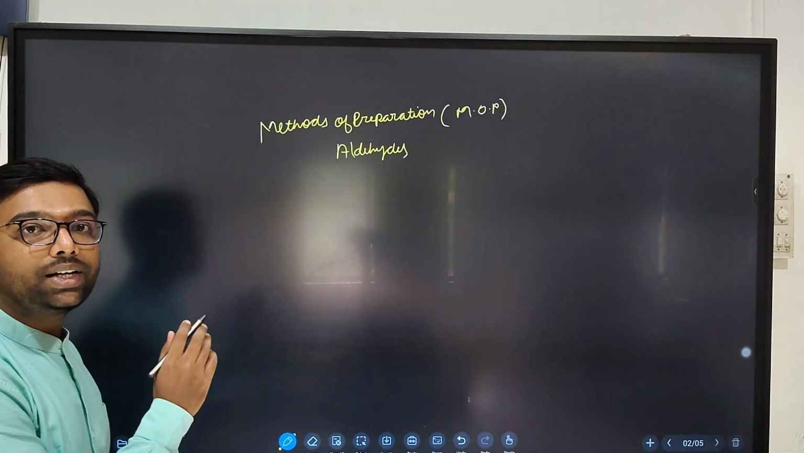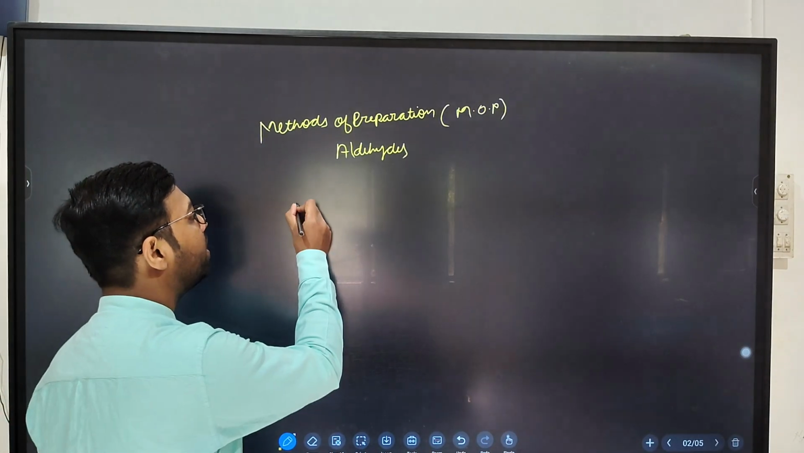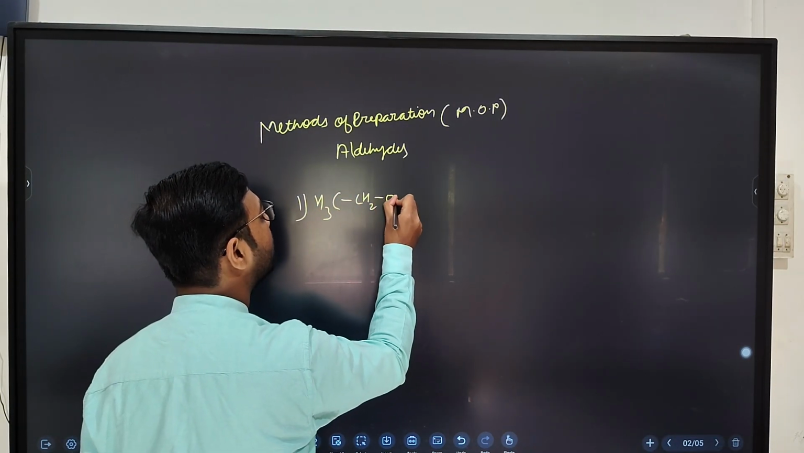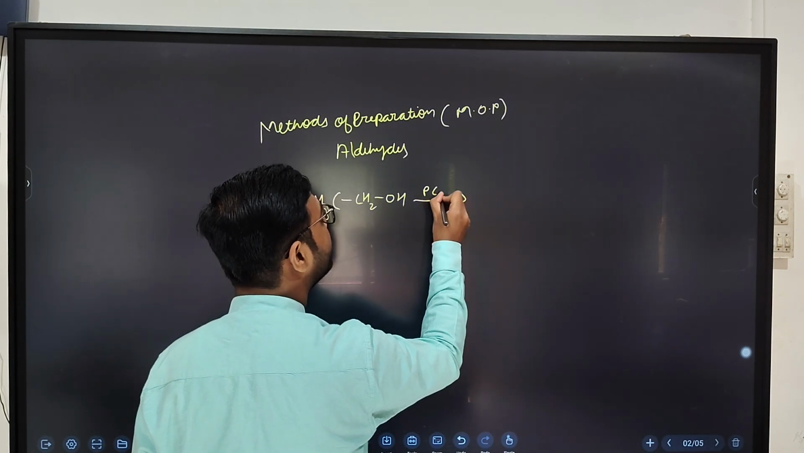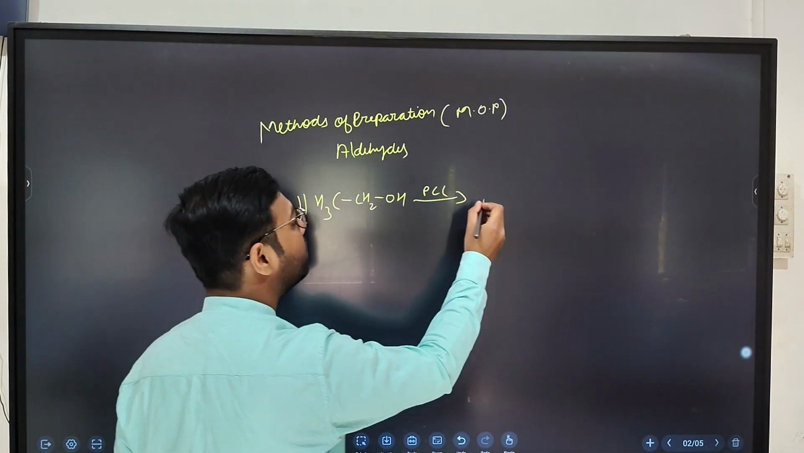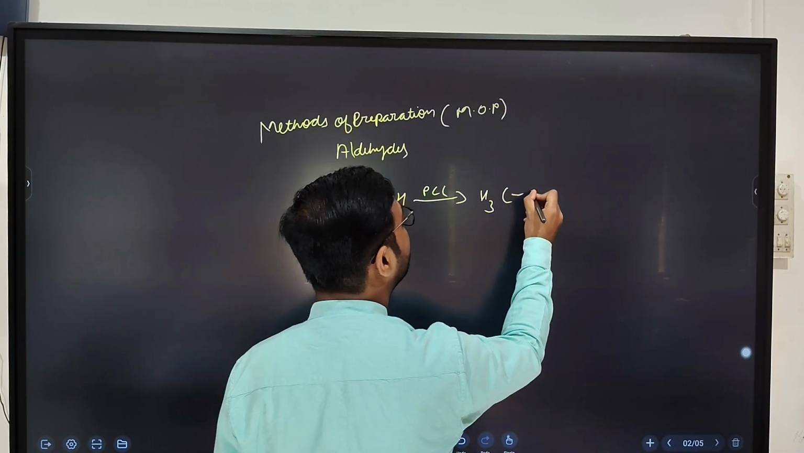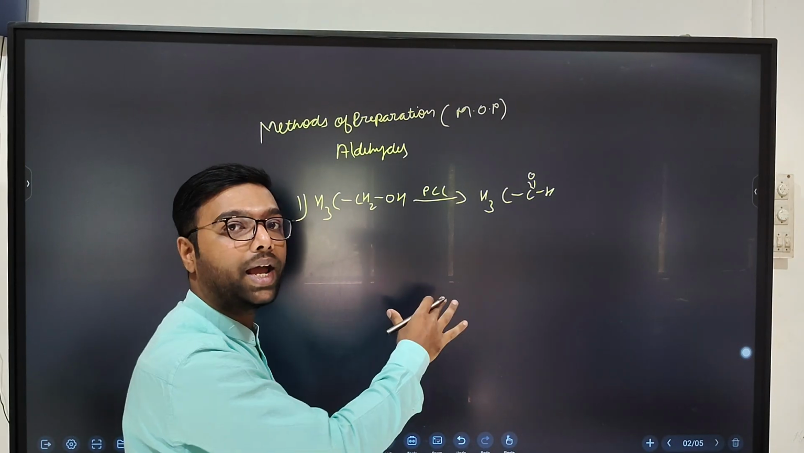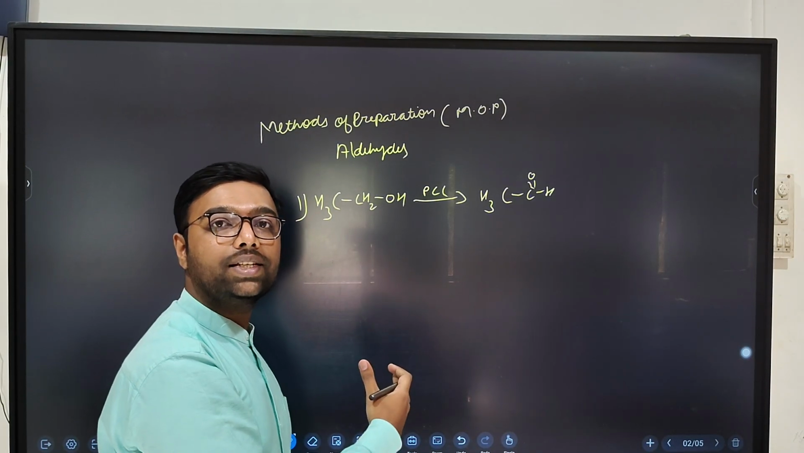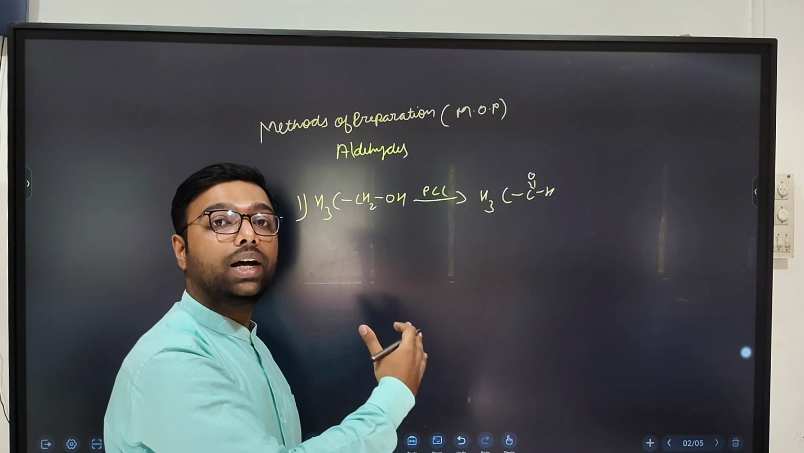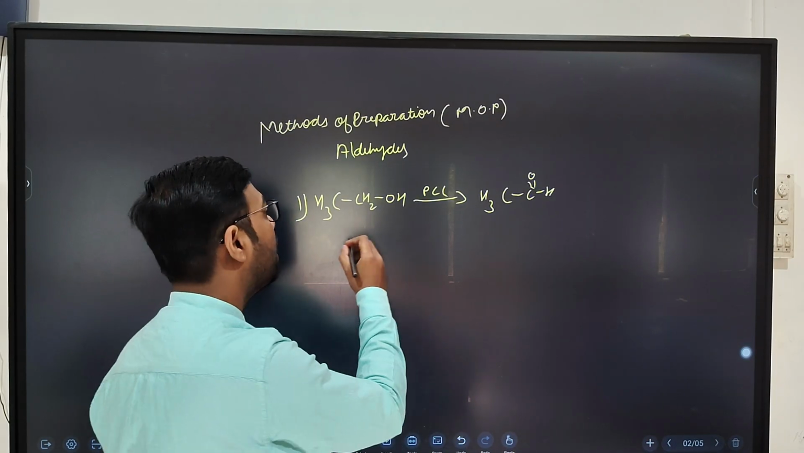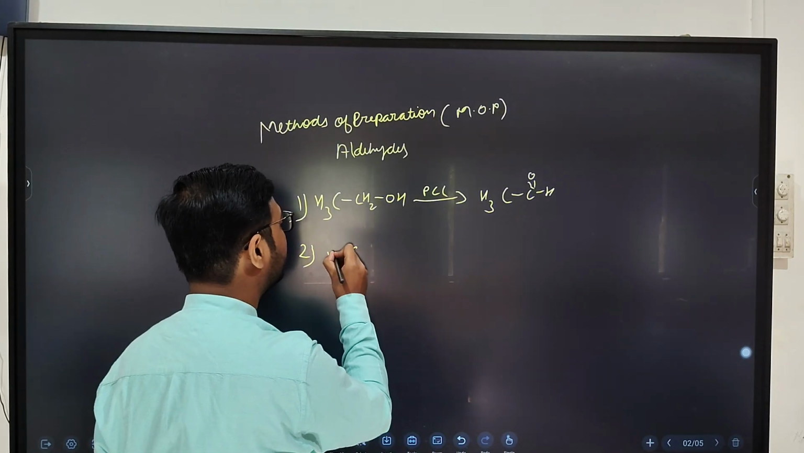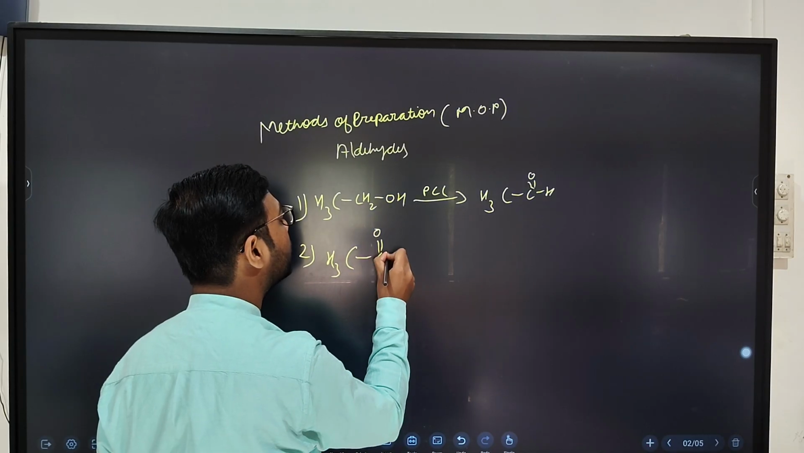So in methods of preparation, let's start with the aldehyde. In case of aldehyde, we can prepare them from the primary alcohols, for example CH3CH2OH. If we treat them with PCC, that is pyridinium chlorochromate, it will yield the corresponding aldehyde, CH3CHO. Here I use a mild oxidizing agent. Why? Because this will stop the reaction at the aldehyde stage. If I use a strong oxidizing agent, it won't stop at the aldehyde stage, rather it will move towards the carboxylic acid stage.